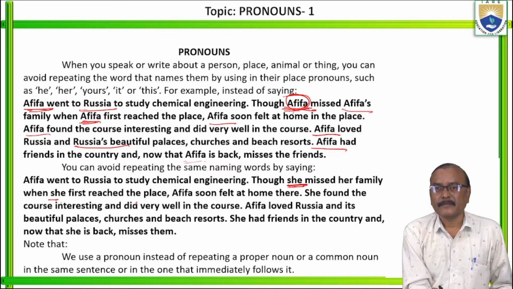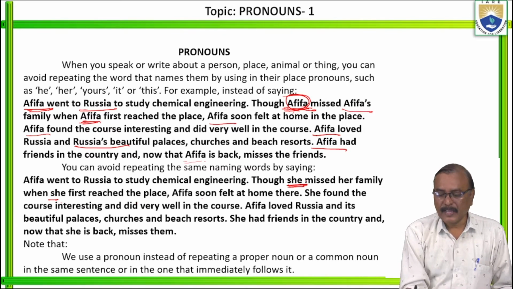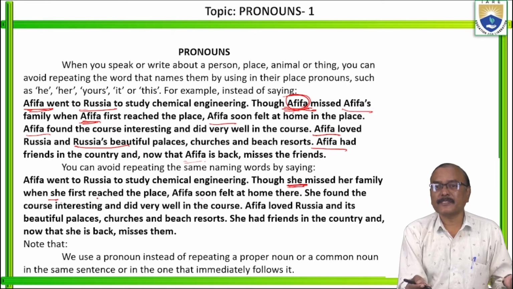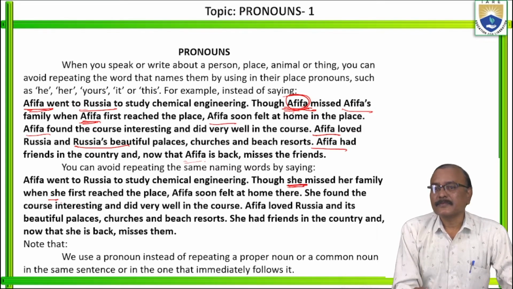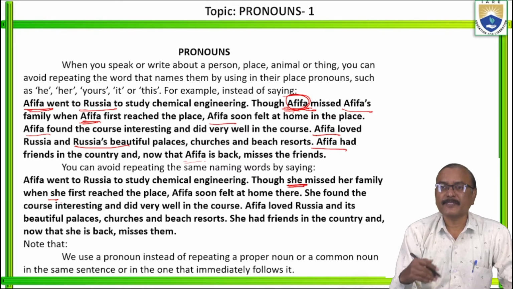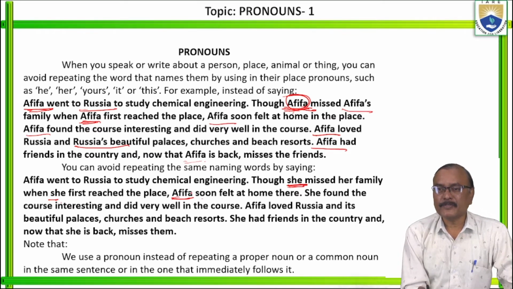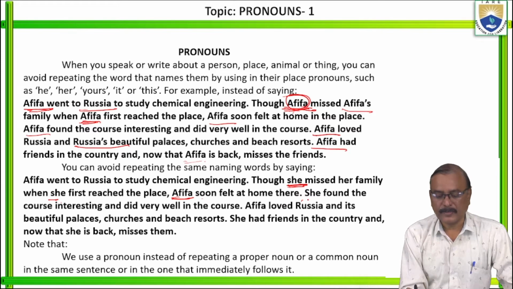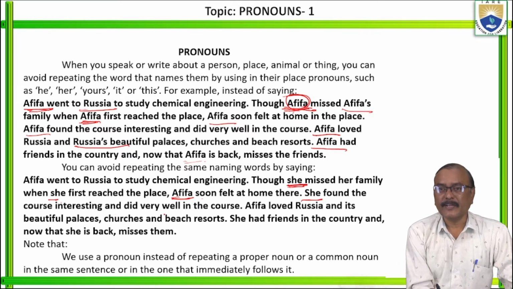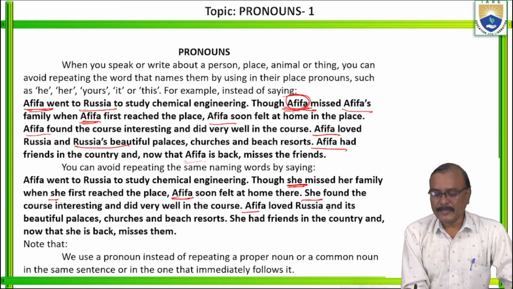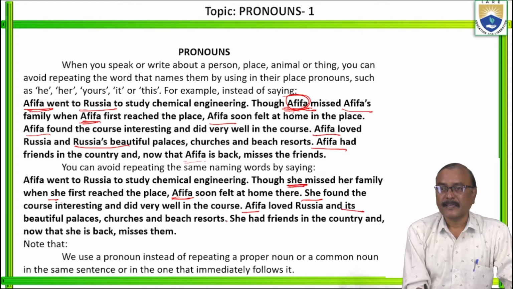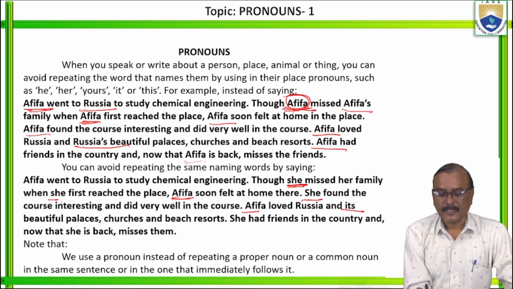After using pronouns two or three times, you can use the noun again. After using pronouns 2-3 times, next you can use the same name. Afifa soon felt at home here. She found the course interesting and did very well in the course. Afifa loved Russia and its beautiful palaces. It means Russia's, here, Russia's beautiful palaces.